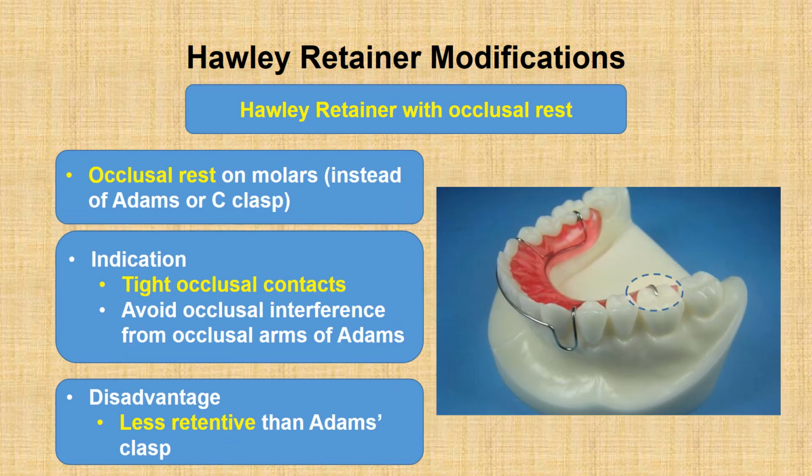Okay, the next modification is to put an occlusal rest on the Hawley retainer. So instead of an Adams or C clasp, this is replaced with an occlusal rest. Again, the indication is for tight occlusal contacts, and it avoids occlusal interference from the occlusal arms of an Adams. Again, the disadvantage is that it is less retentive compared to an Adams clasp.